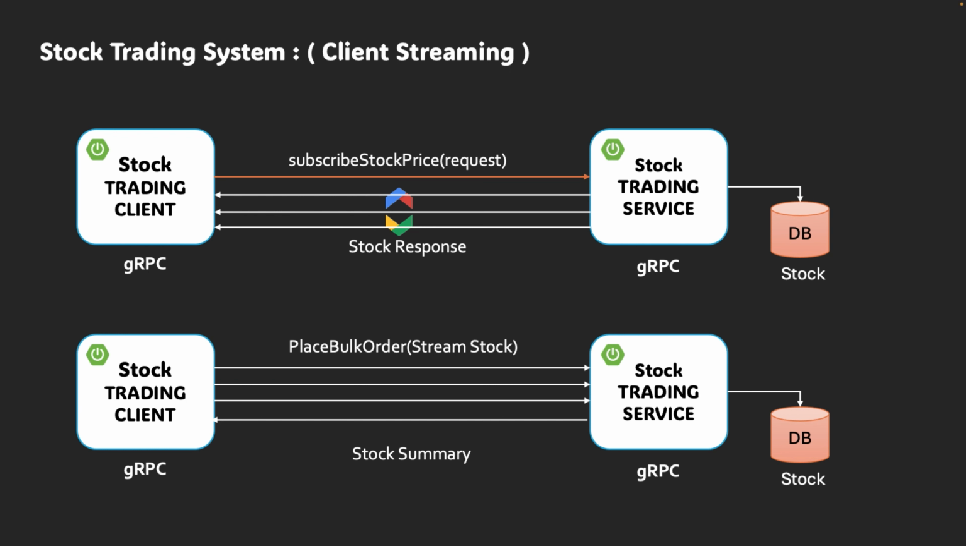In client streaming pattern, the client sends a stream of stock symbols, then the server listens to the stream, processes all the inputs, and finally responds with a summary result after it receives everything. Okay, so let me show you one real-time example.